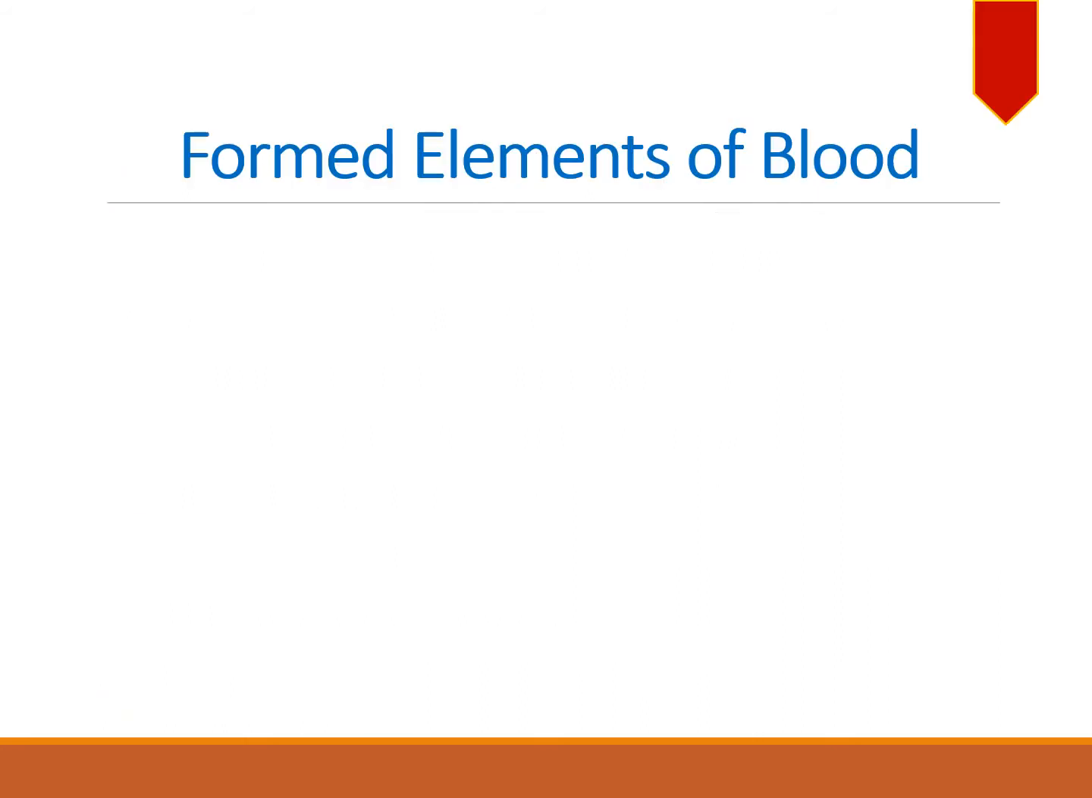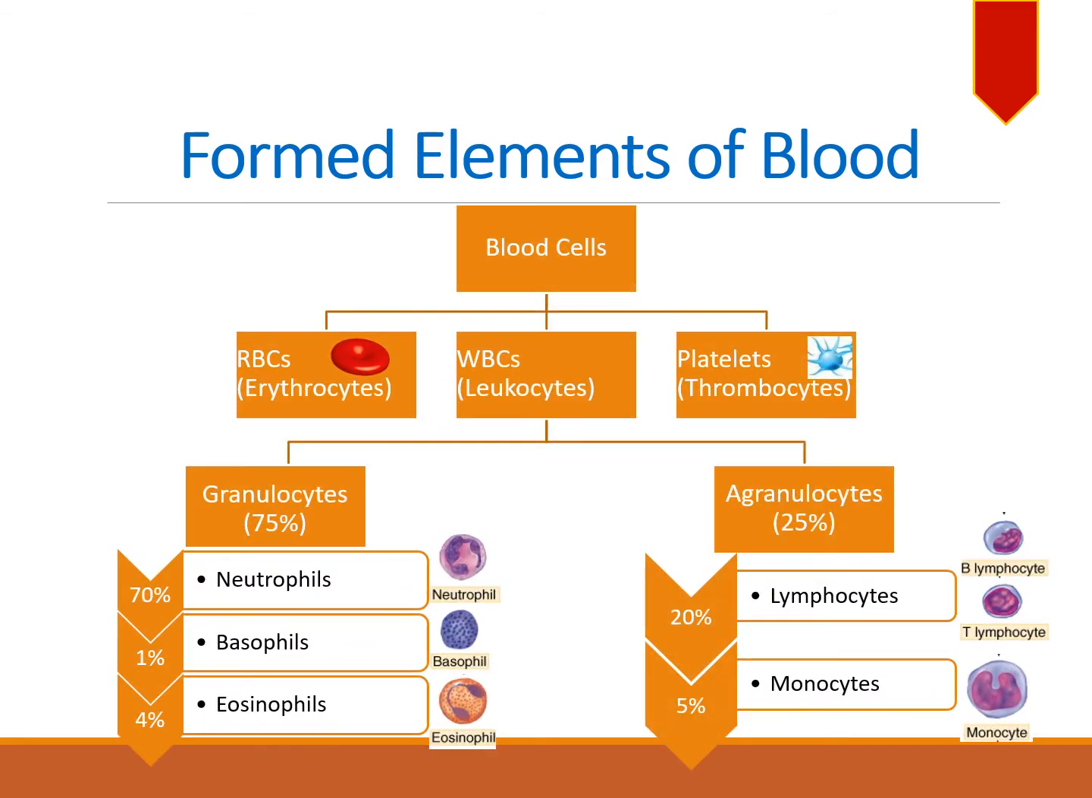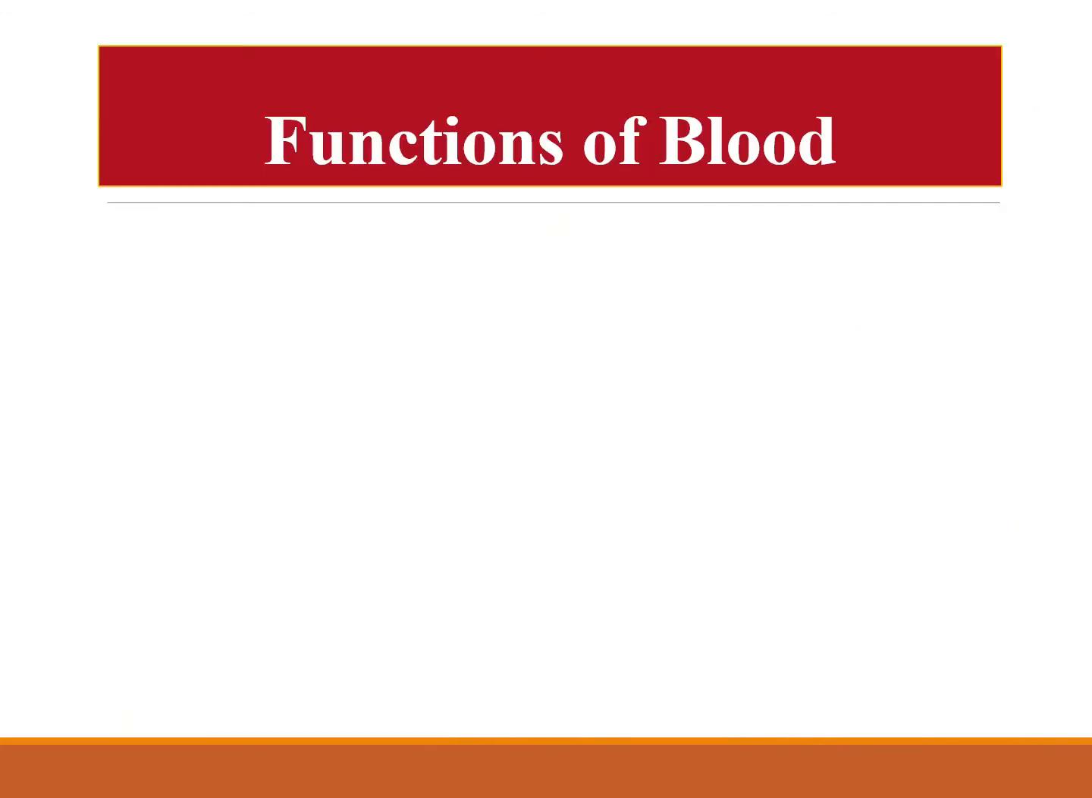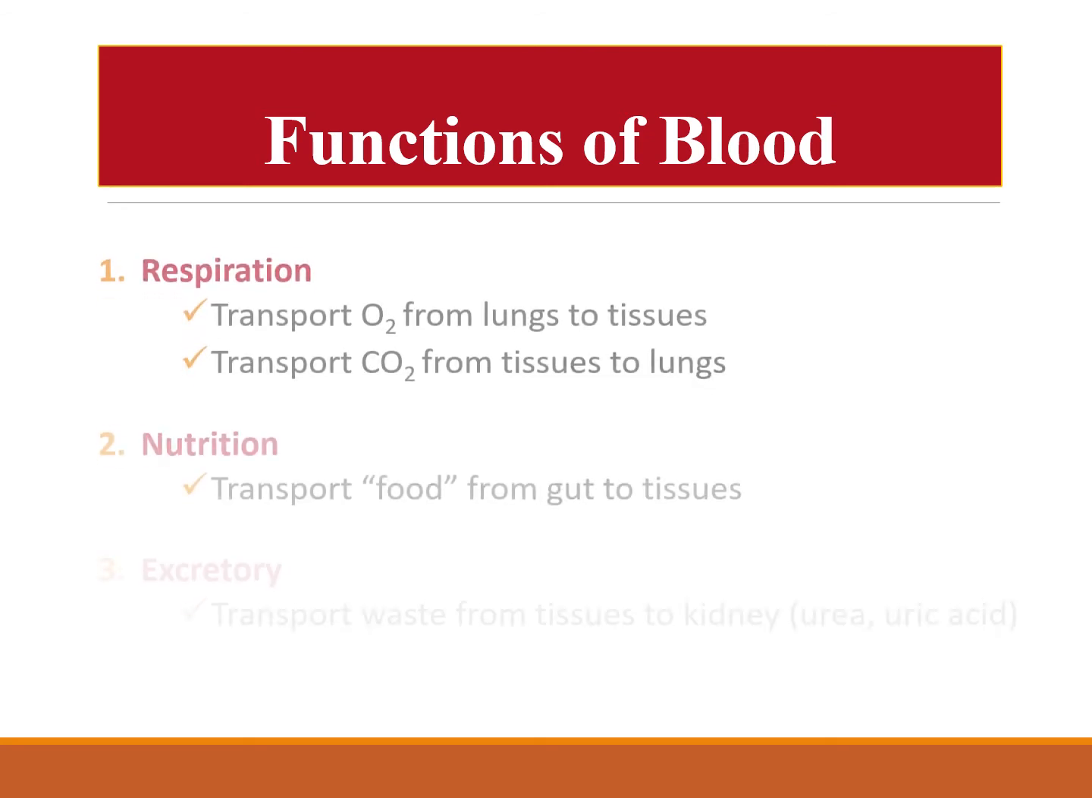Next is formed elements of blood. Blood cells are categorized as RBCs, WBCs, and platelets. WBCs are further classified as granulocytes, which contain 70% neutrophils, 1% basophils, and 4% eosinophils, whereas agranulocytes, which contain 20% lymphocytes and 5% monocytes.